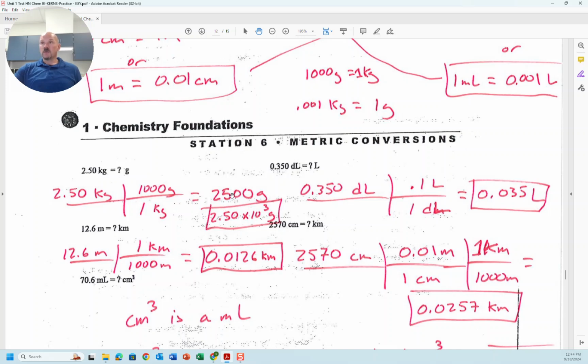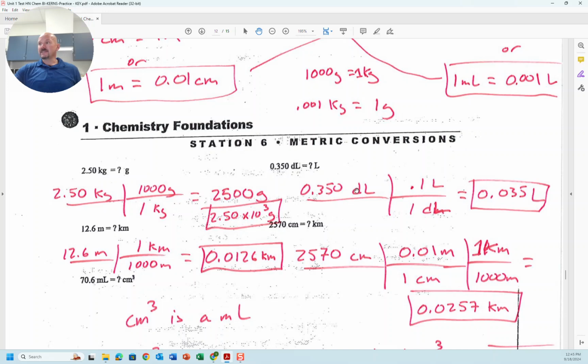However, this is one of those times where the only way to get the answer to the right number of sig digs is by using scientific notation. Because 2,500 grams, as written like this, has 2 sig digs. If I put the decimal point, 4 sig digs, but I'm only allowed 3, so that's why I have to put it in scientific notation.